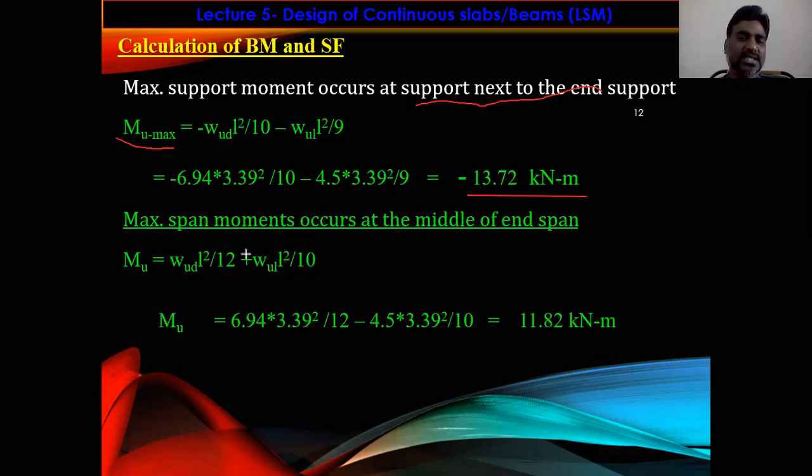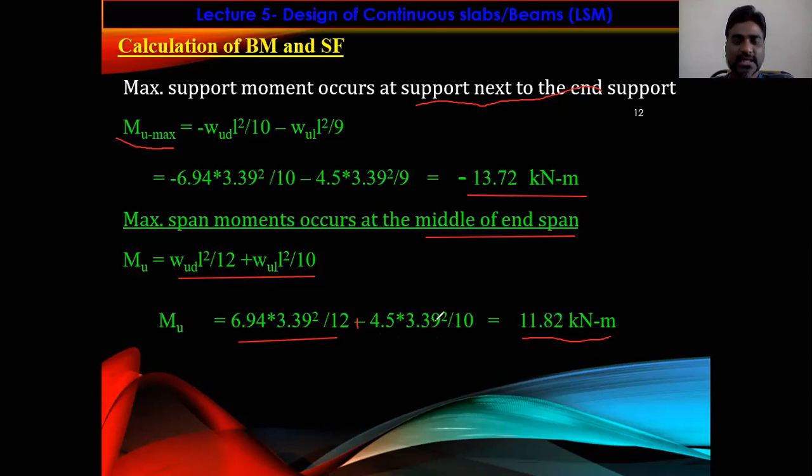And the maximum span moment occurs at the middle of the end span. That is Wu L square by 12 plus Wu L square by 10, that is 6.94 into 3.39 square by 12. This is not minus, this should be plus. And 4.5 into 3.39 square by 10, you will get 11.82 kilonewton meter. This is the maximum positive bending moment, that is span, right?